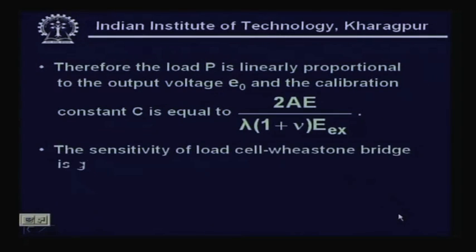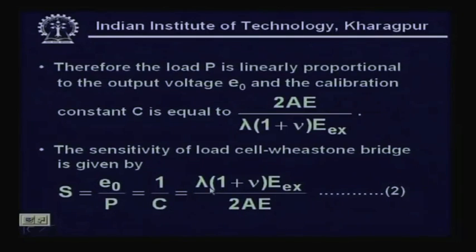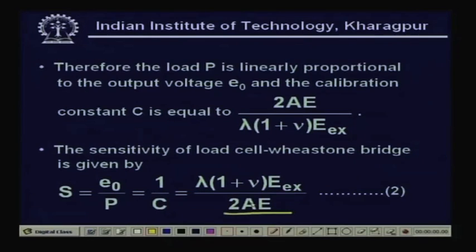Obviously, you can see the sensitivity of the load cell with the strain bridge combination, there is no use of having only the load cell. So, if you combine these two, its sensitivity is given by S equal to E naught by P, the load, which is 1 by C, equal to lambda 1 plus nu E x by 2 A. Very important equations. So, you see this is our equation.